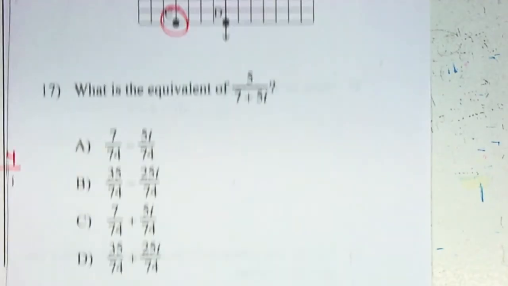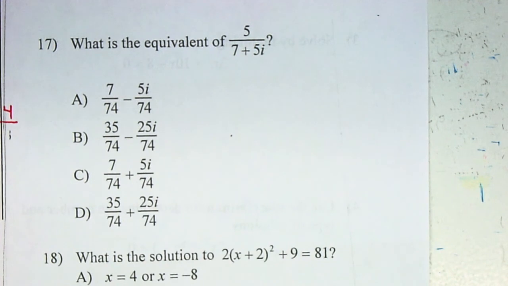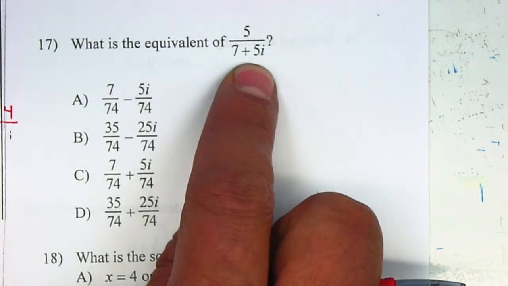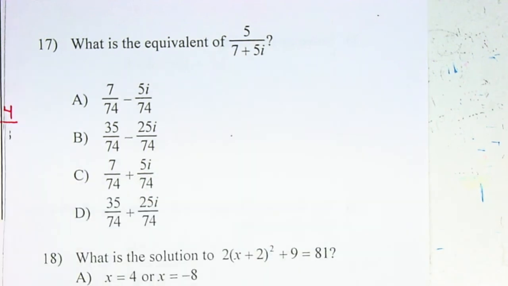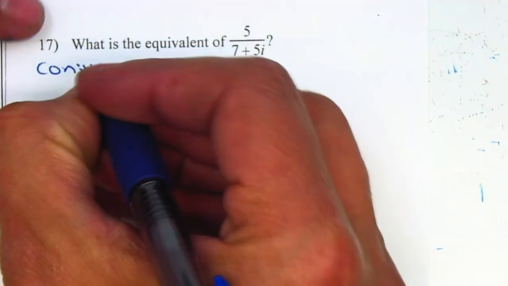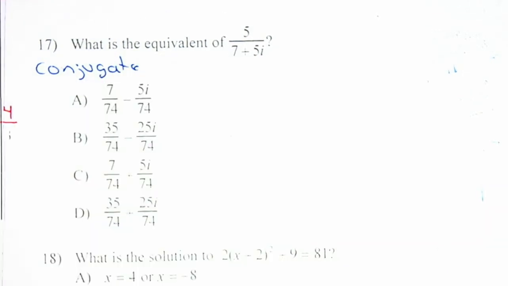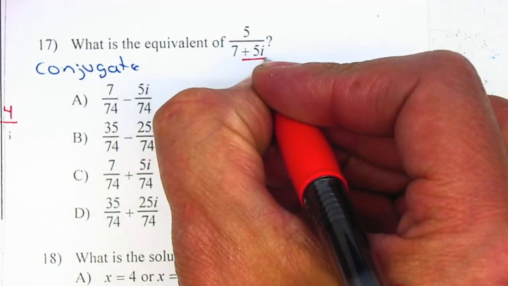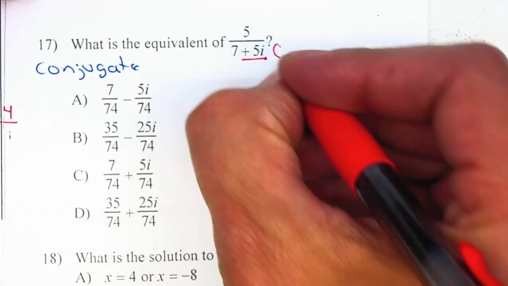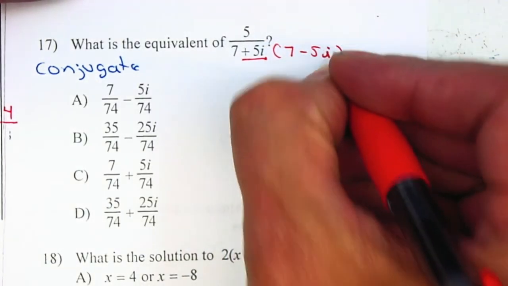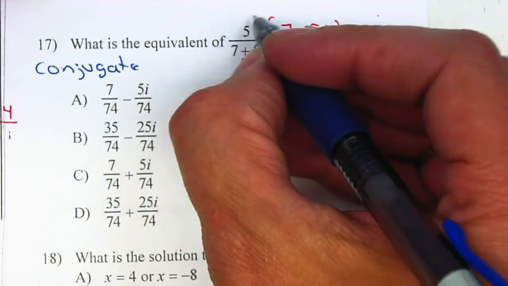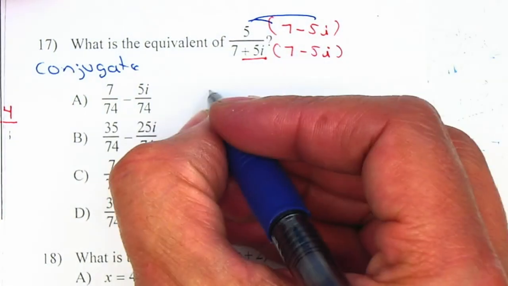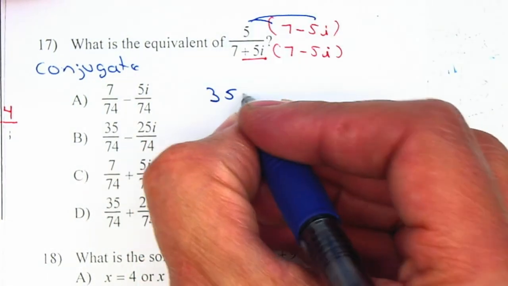Problem number 17. What is the equivalent of 5 over 7 plus 5i? Since I have an imaginary number, I want to get rid of the imaginary number by multiplying by what we call the conjugate. To multiply by the conjugate is going to be 7 minus 5i. Remember, we only change the imaginary part to the opposite. We are going to use our distributive property to multiply. So 5 times 7 will be 35. 5 times negative 5i is negative 25i.